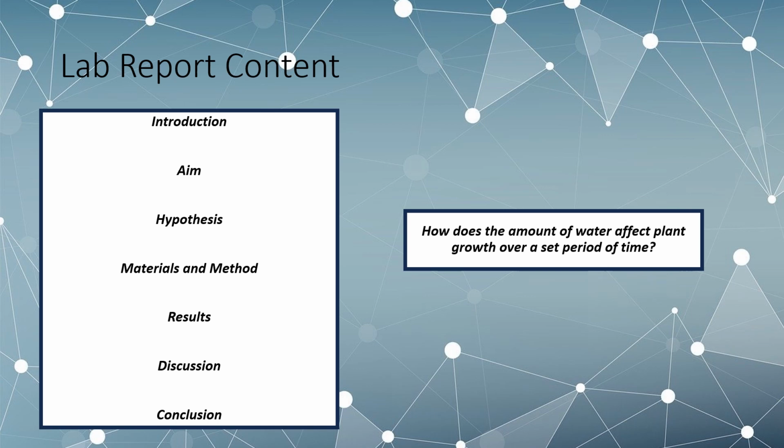To assist with this video and highlighting what is important to include in these sections, we're going to use an example lab report that we can discuss throughout and reference how we would use what we discuss in a proper lab report. For this example, we're doing the simple practical of how does the amount of water affect plant growth over a set period of time. We'll use this to refer to a proper example throughout this video.